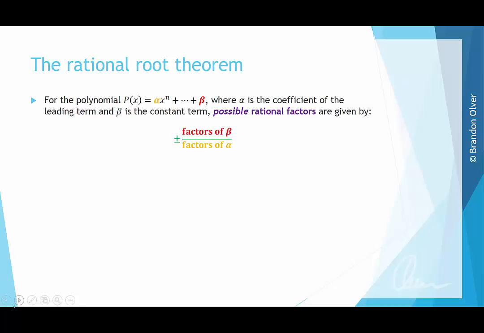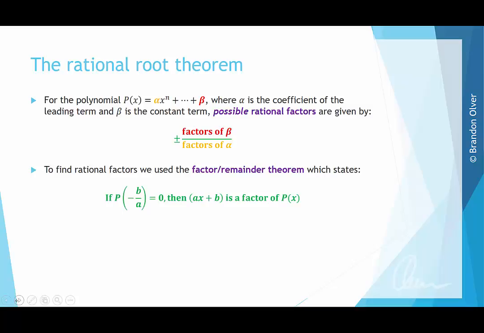So what we do is we take the positive and negative case of the factors of the beta term, which is the constant term, divided by the factors of the alpha term, which is the coefficient of the leading term. Once we've identified possible rational factors, we can find rational factors, so the actual factors, using the factor and remainder theorem. And that theorem states that if the polynomial evaluated at negative b divided by a is equal to 0, then ax plus b is a factor of p of x.